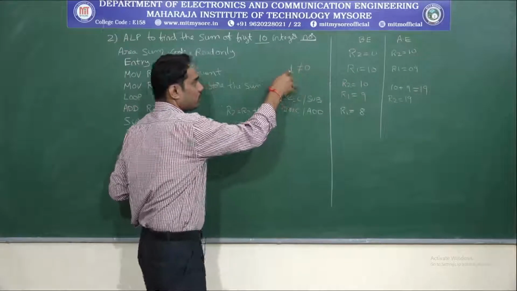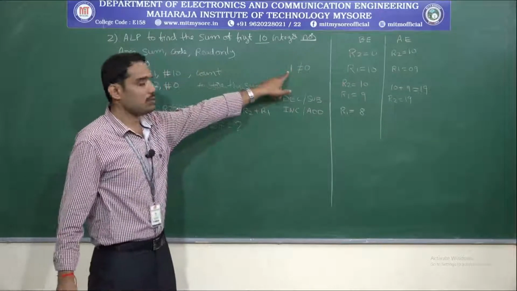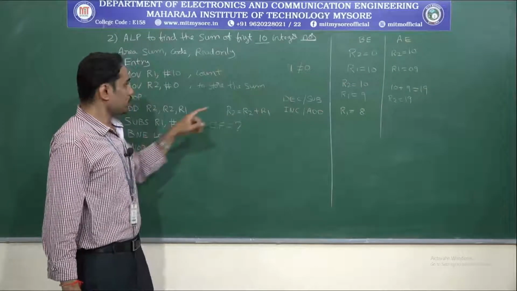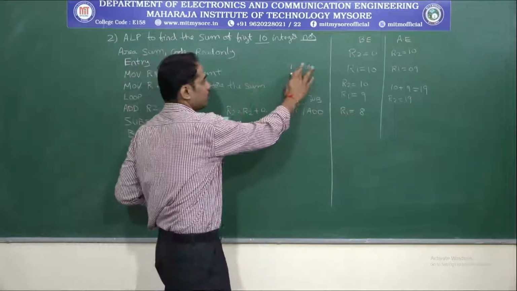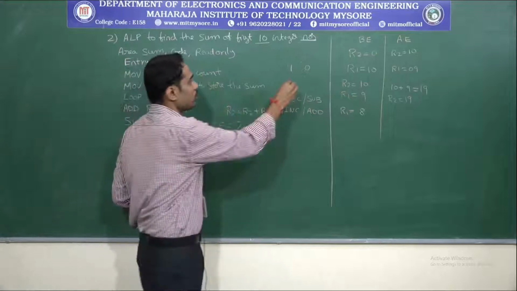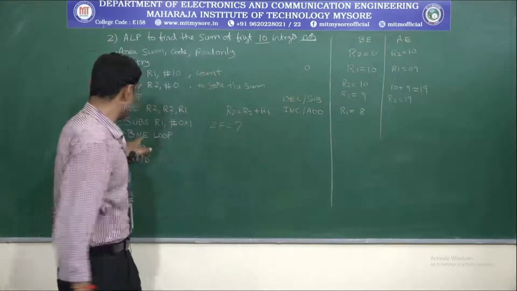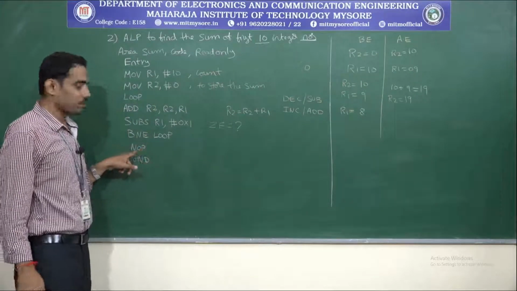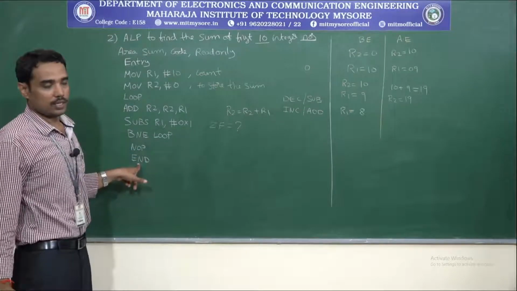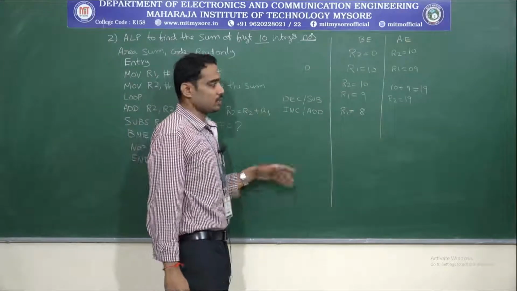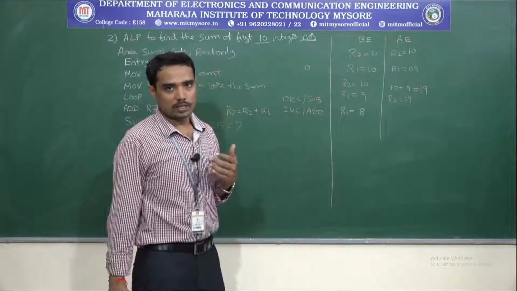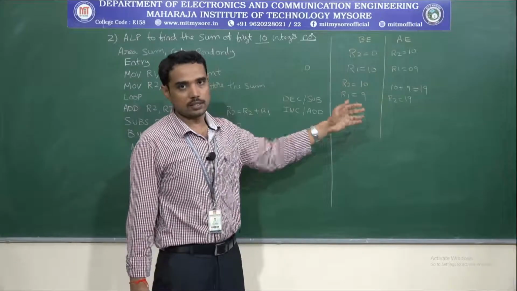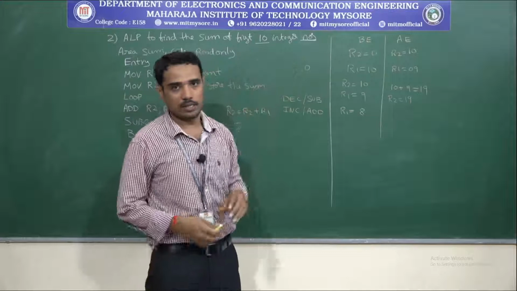Let us assume, for instance, now the value of R1 is 1, and in the last cycle 1 minus 1 is equal to 0. Then it comes out of the loop, performing no operation followed by end. Like this, the process will be continued till we get the result of the first 10 numbers.